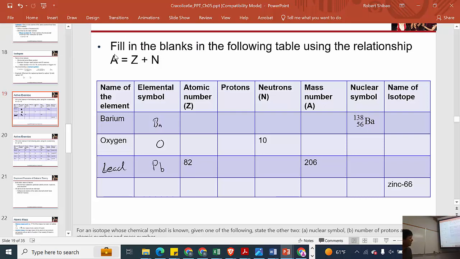And then this, what element is this? Zinc. And the symbol for zinc? Zn. Okay. What element number is barium? 56. Oxygen? 8. Zinc? 30.